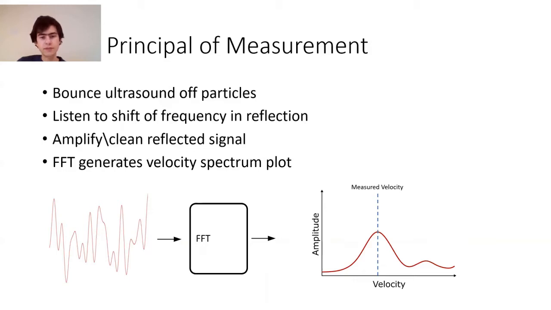velocity spectrum plot, which is essentially a plot of the strengths of the components of each velocity. At the left of the plot, we have the strength of low velocity components. At the right of the plot, the strength of high velocity components. The way we determine the velocity is we look at this spectrum and see where the highest measured velocity is, the amplitude of the highest velocity.